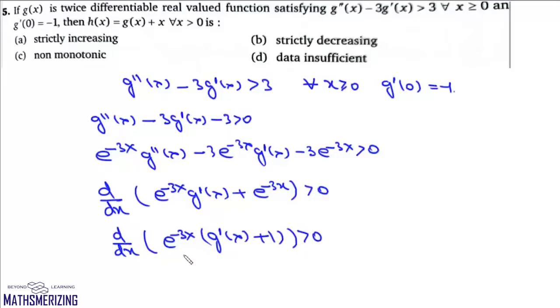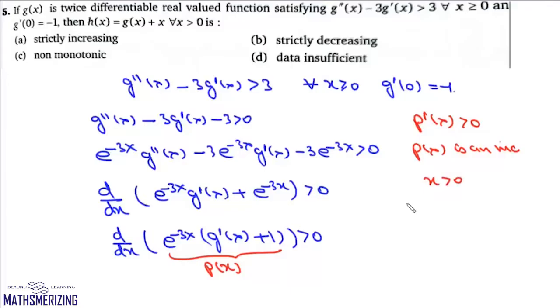Now what we'll do is we'll write this as some function, say p(x). So it simply means that p'(x) is greater than 0, which means p(x) is an increasing function. Now if x is greater than 0, then p(x) is greater than p(0). Now what is p(x)? p(x) is e^(-3x) g'(x) + 1, and it is greater than p(0). p(0) is 1 and this is g'(0) + 1. Now it is given that g'(0) is -1.